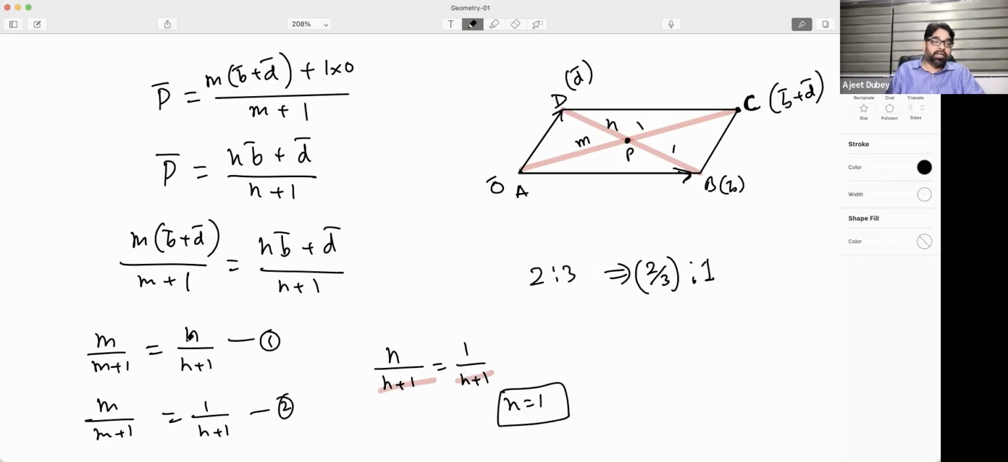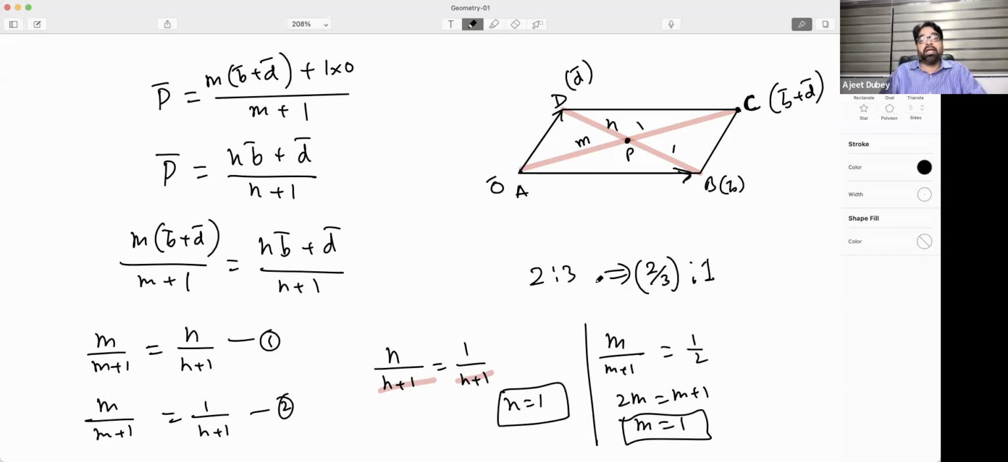N equals 1. You can put it here and you will get m by m plus 1 equal to 1 by 1 plus 1, which means 1 by 2. Or you can say 2m equals m plus 1, or m equals 1. Means n equals 1 as well as m equals 1, so this ratio is 1 is to 1 and this is also 1 is to 1. So they are bisecting. This is the midpoint.